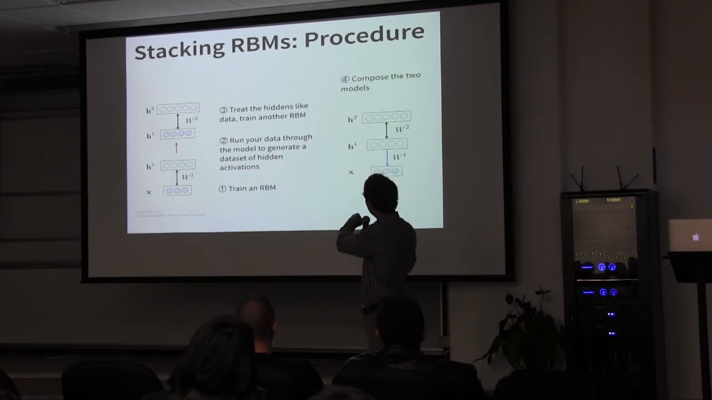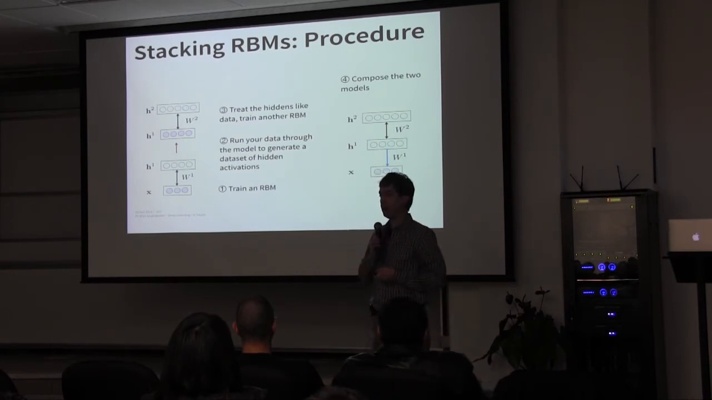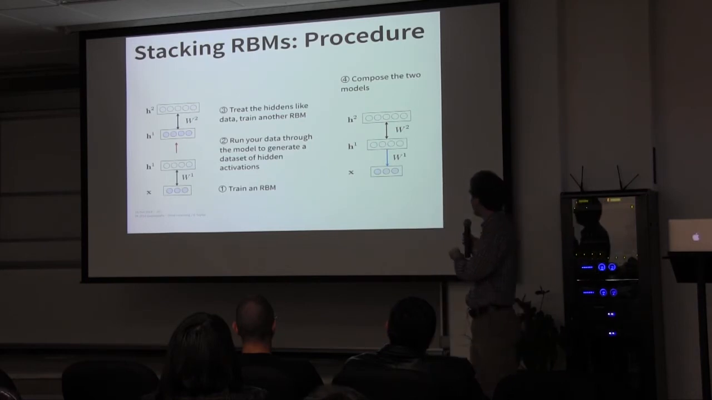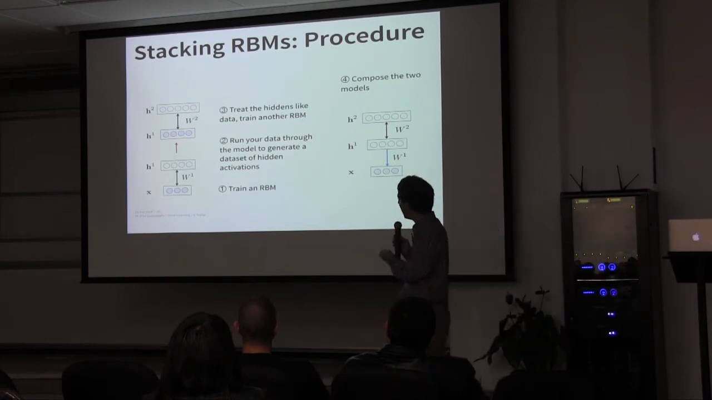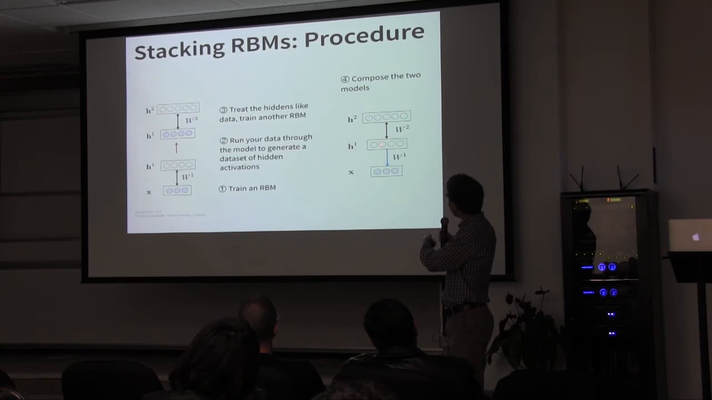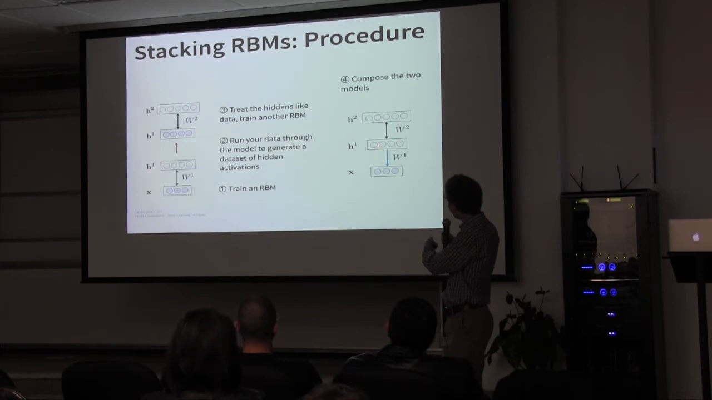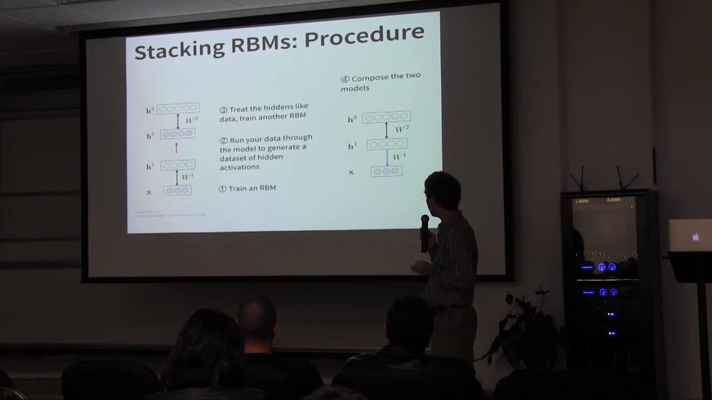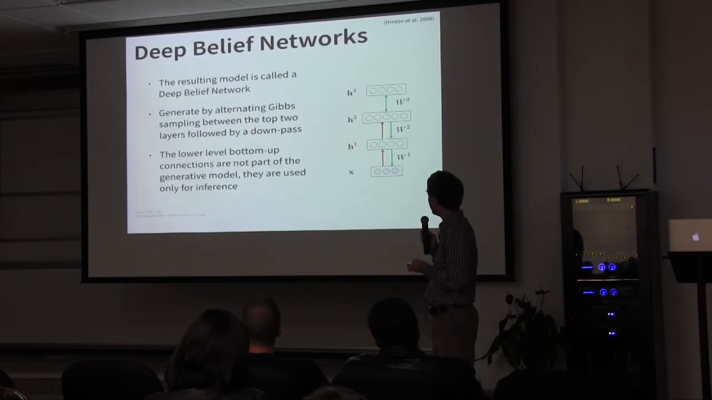If we stick these two models together by composing them, we get a model called a deep belief network, which is essentially a hybrid directed-undirected model. It has undirected connections at the top where we need to do some sort of Gibbs sampling to settle on a state, and then go from this first layer of hidden units through a single mapping to get a sample from this model. So this is the deep belief network.